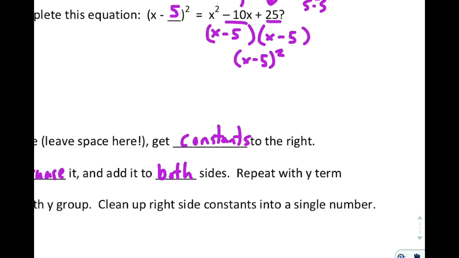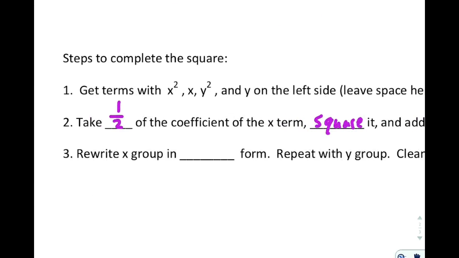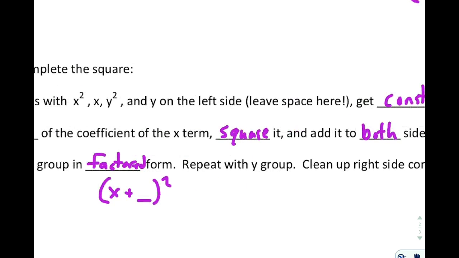We're going to repeat this with the y, so we're going to have some y squareds minus maybe 6y. We would take half of that, square it, and add it to both sides. So we're going to do it with x and y. Last thing is we write the x group in factored form. And the factored form is where we have something like (x plus something) squared. That's what we mean by factored form. We're going to do the same thing with the y group.